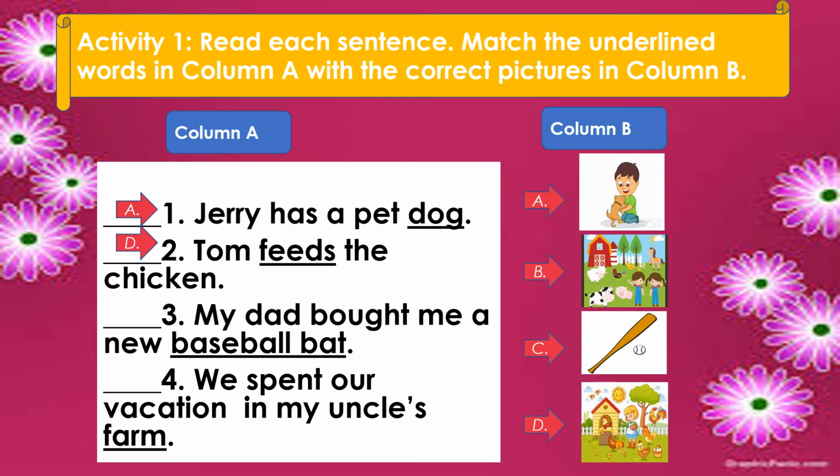Number 3. My dad bought me a new baseball bat. The underlined word is baseball bat. Can you see a baseball bat? Yes, it's letter C. Okay, number 4. We spent our vacation in my uncle's farm. The last letter is... Where is the farm? Correct, letter B. Alright, very good.